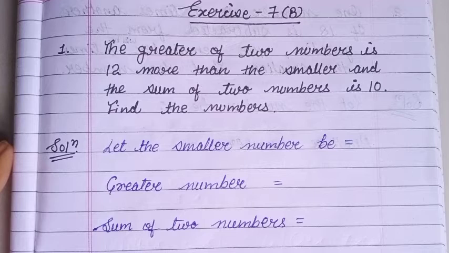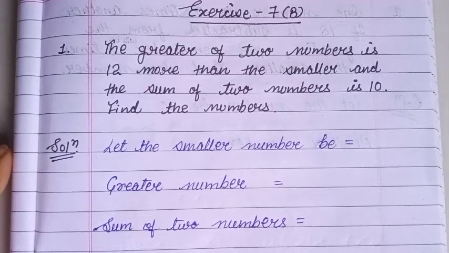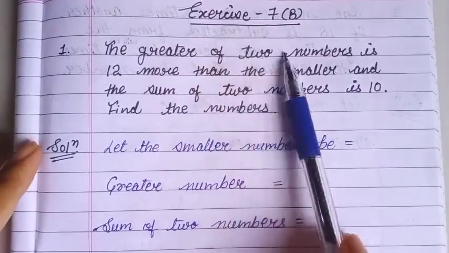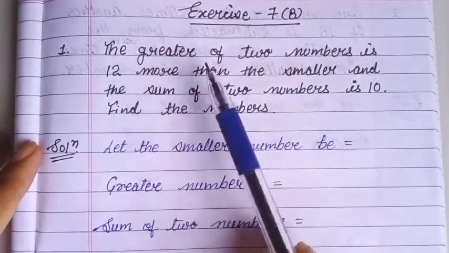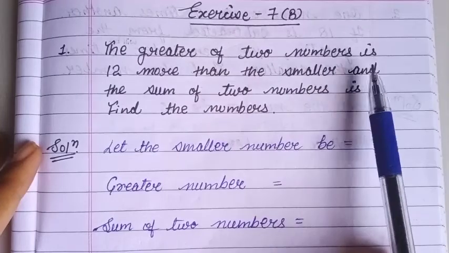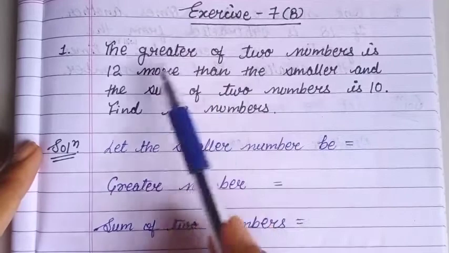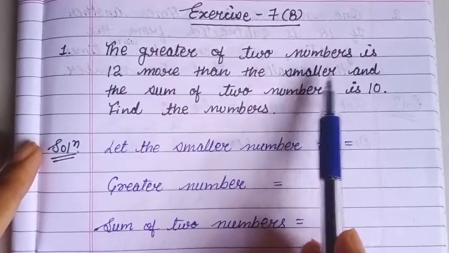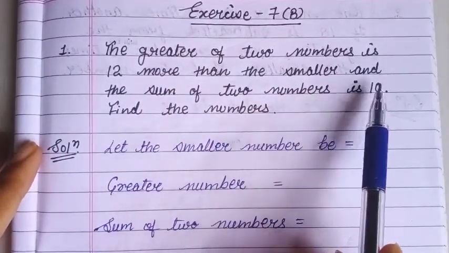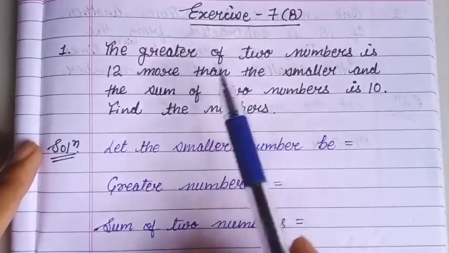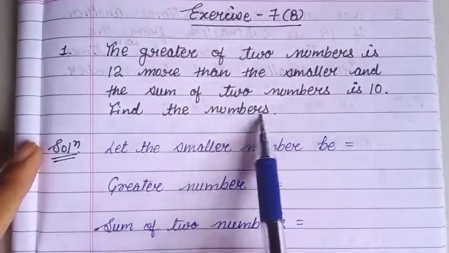Students, today in this class we are starting exercise 7b. Question number 1 of this exercise is: the greater of two numbers is 12 more than the smaller, and the sum of the two numbers is 10. Find the numbers. First of all, assume what they have asked.